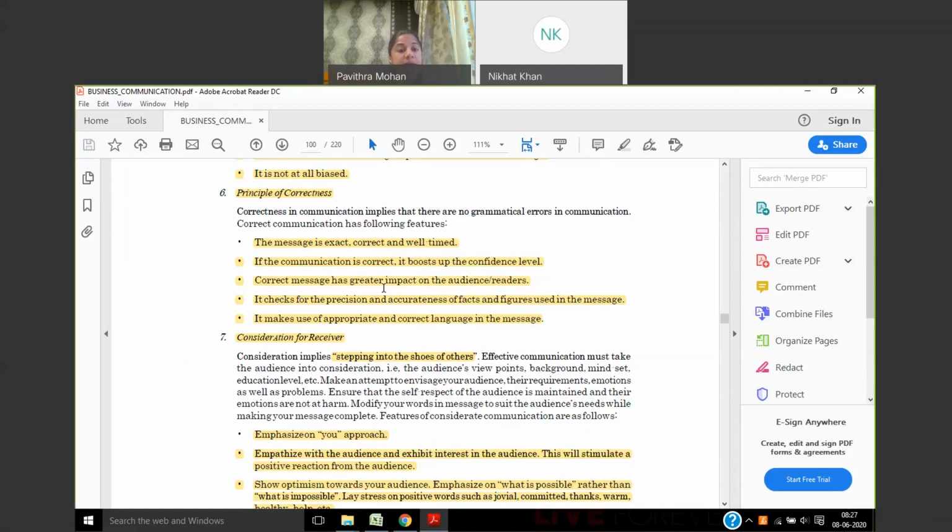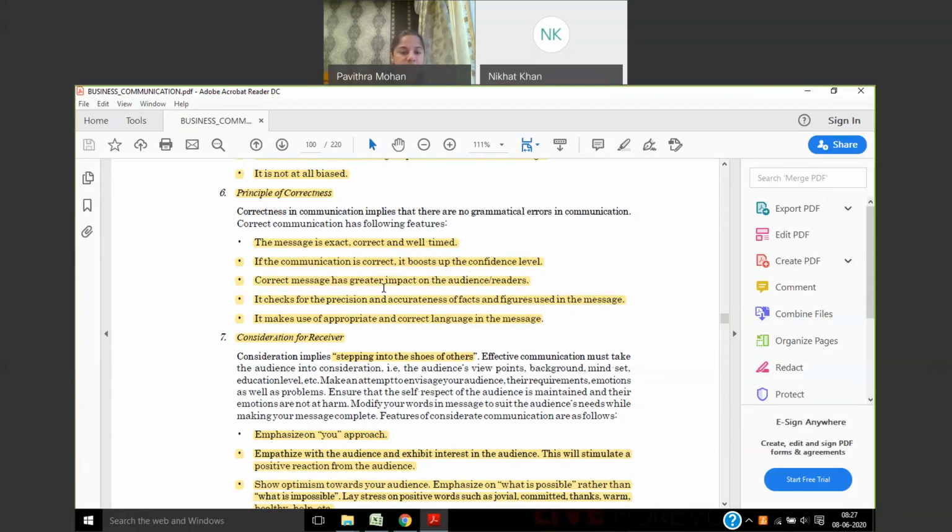Then it checks for the precision and accurateness of facts and figures used in the message. The information what I give will have facts, figures, numbers, all these things. Okay, when I give a complete information of all the numbers, figures, facts, timings, all these things, it gives a complete perception in the mind of the audience. Then it makes use of appropriate and correct language in the message. So when I'm using a better and a simple language to explain what I'm doing, then it becomes easier for us to understand whether it is correct and appropriate.